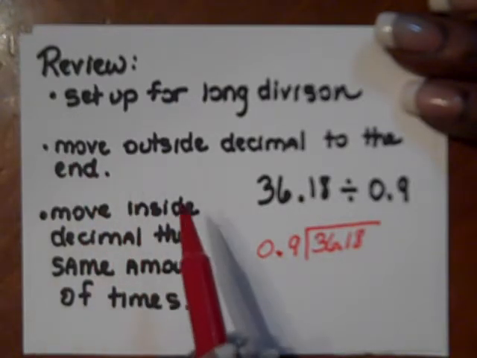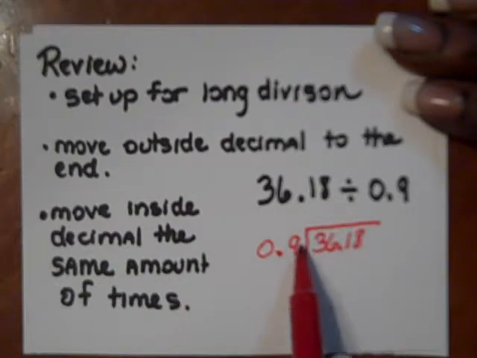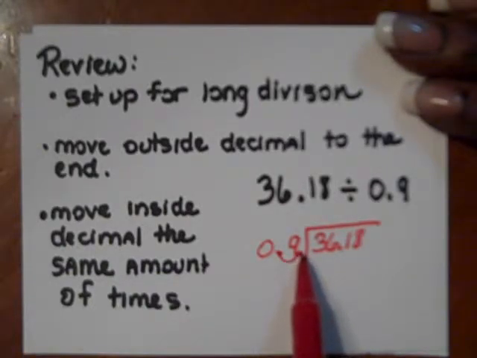Also, you must move the decimal point that is on the outside, we're talking about outside the long division bar, to the end. In this case, we only need to move it over once until we've reached the end of the number. So now 9/10 is now 9.